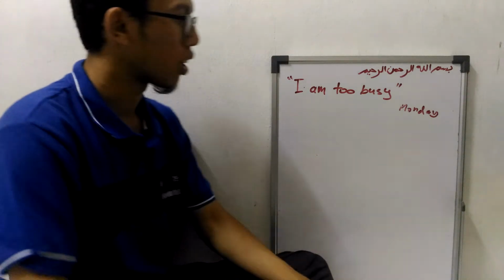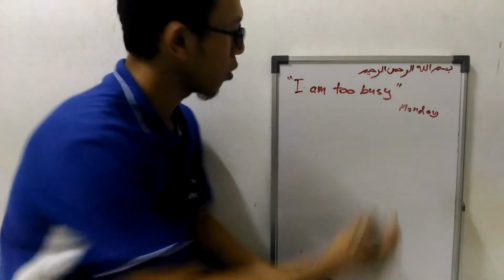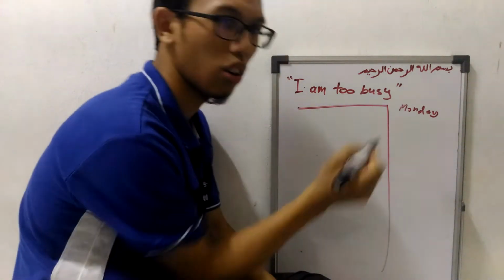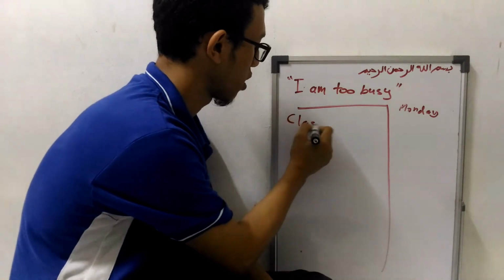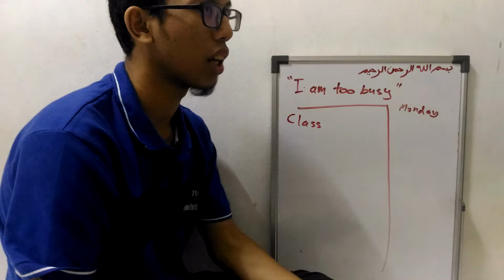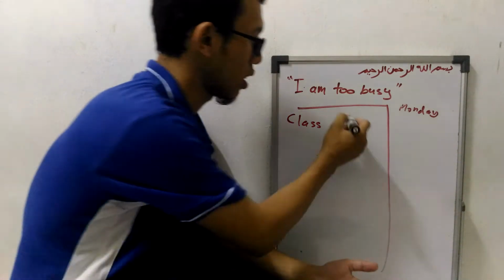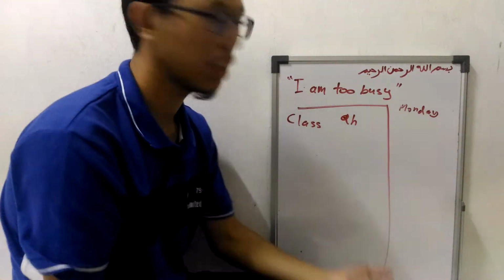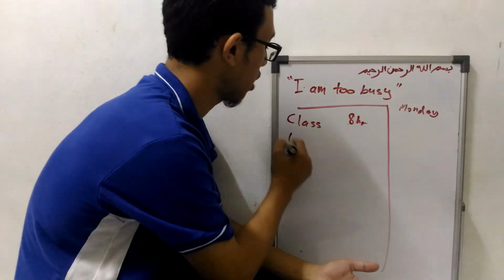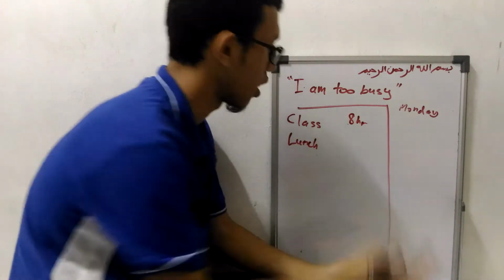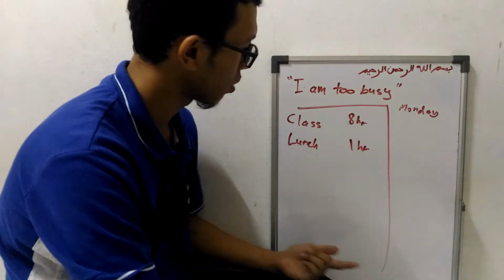What is it like? So once you remember that day, roughly what you did on that day, try to list out all the things that you did on that particular day. So let's say for class, you spend from 8 a.m. until 5 p.m. So that is 9 hours. But actually you have lunch break 1 hour, so it is 8 hours. And then for lunch break, you spend 1 hour for prayers and for eating.